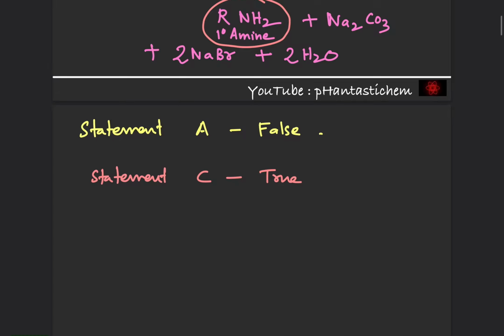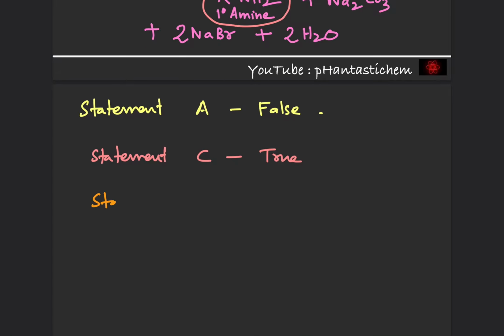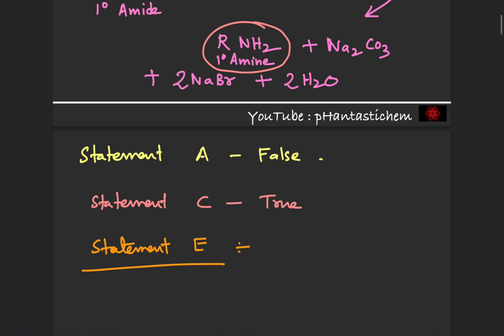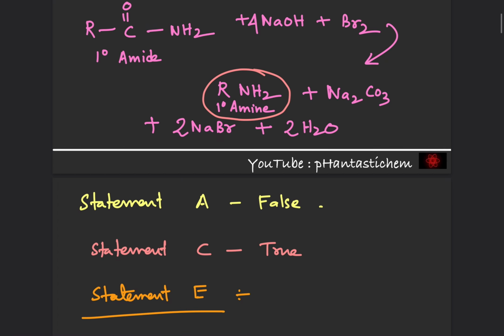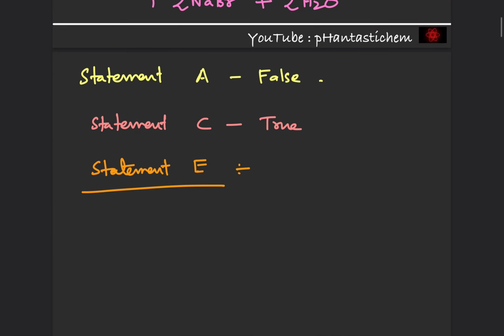Then we have statement E. Statement E says that the byproducts of Hoffmann degradation are Na2CO3, NaBr, and H2O. So therefore statement E is true, because we can see from the balanced chemical equation that the byproducts are Na2CO3, that is sodium carbonate, NaBr, that is sodium bromide, and H2O, water.